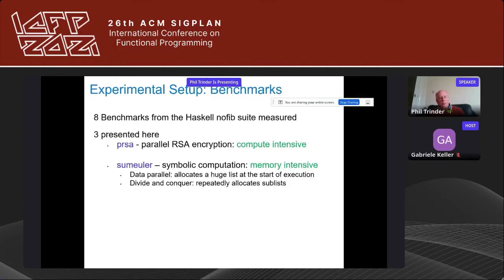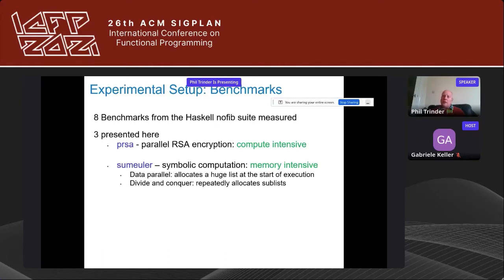Okay, so the benchmarks we've studied are 8 benchmarks from the NoFib suite. There's a table in the paper that reports results for all of those programs, but to make this talk comprehensible, we're going to focus on just 3 benchmarks today. The first is PRSA, an RSA encryption algorithm. It's a compute-intensive program. The other 2 programs are versions of a sum-Euler symbolic computation. This is a memory-intensive program.